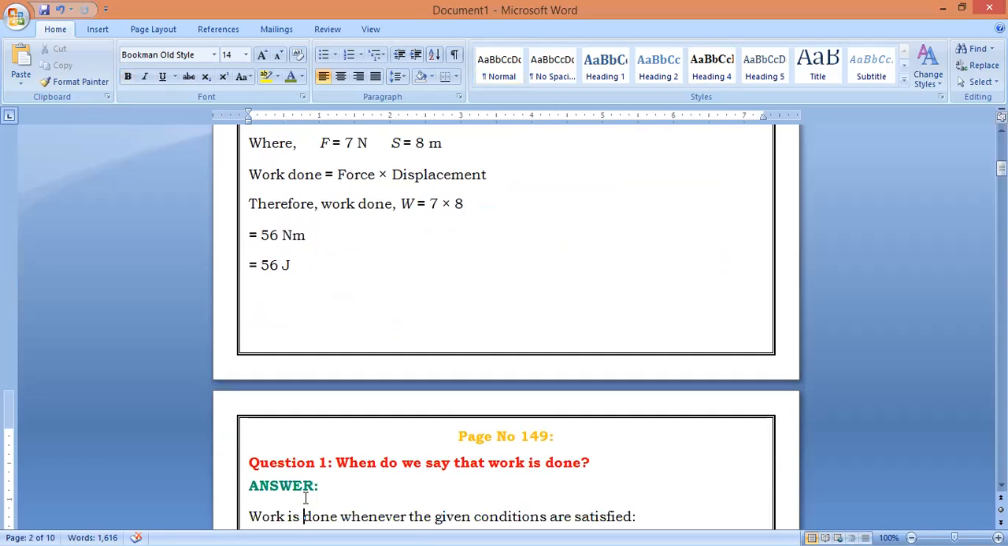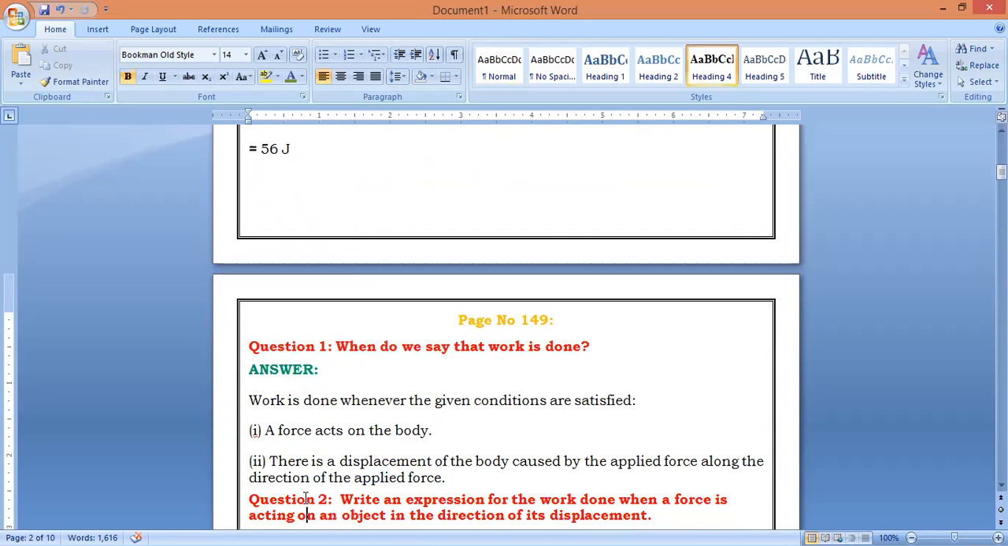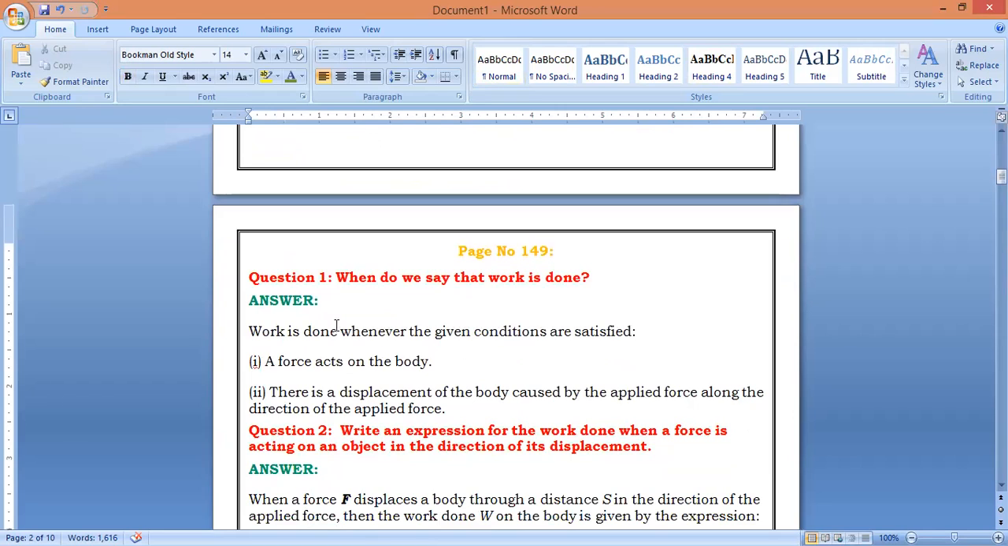Next, on page number 149, the first question is: when do we say that work is done? We say work is done when force is applied on the object and the object displaces, or there is a change in the position. So the answer for this question is, work is done whenever the given conditions are satisfied. These two conditions should be satisfied when we say that work is done.